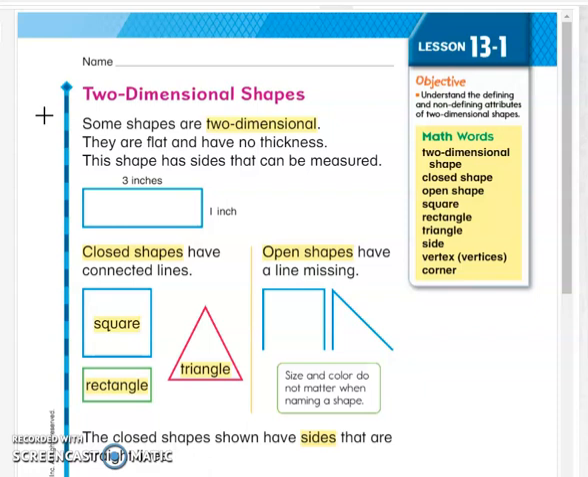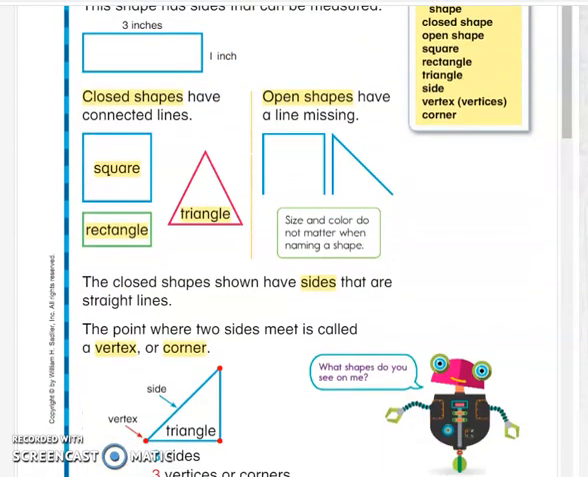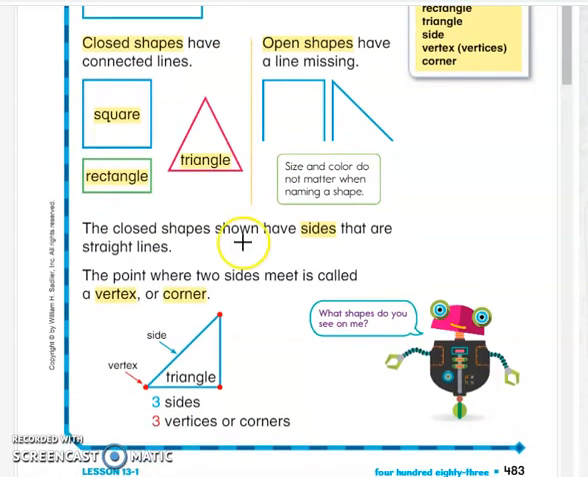This 2D shape has sides that can be measured. So you can see right here that this shape is flat. There's no thickness, and you can measure the sides. This side is about 3 inches long. This side is about 1 inch long. So something we're going to focus on today is the difference between closed shapes and open shapes.